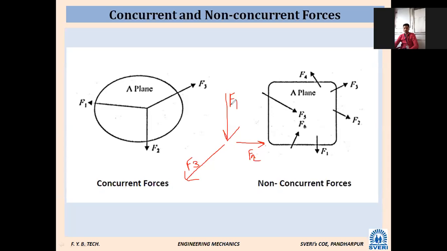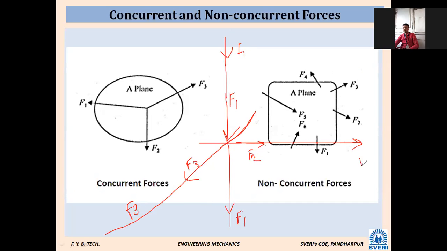But once you extend the line of action of force, you can show F1 anywhere on that vertical line. Either you can show F1 here or here. No issue, the effect will remain same. Most important concept of mechanics: on that line, you can show F1 anywhere. Similarly F2 in this way, and F3 is something like this. So all three forces, if they are passing through a single point, it is called which type of forces?